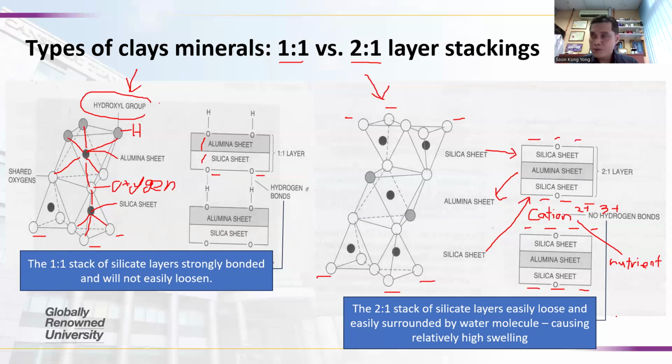So I think you possibly can guess which kind of clay minerals gives a fertile soil. And the answer is definitely 2,1 clay. Because why? They have a lot of negative charge. They can trap a lot of cations, and these cations are most likely nutrients.